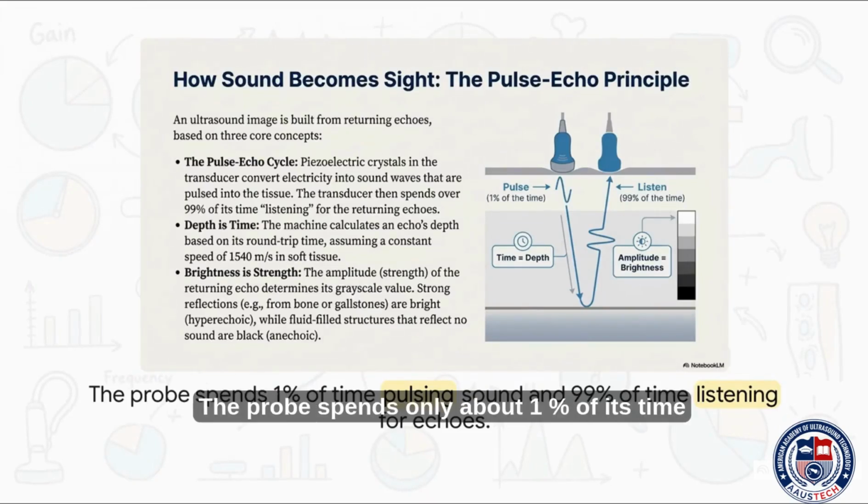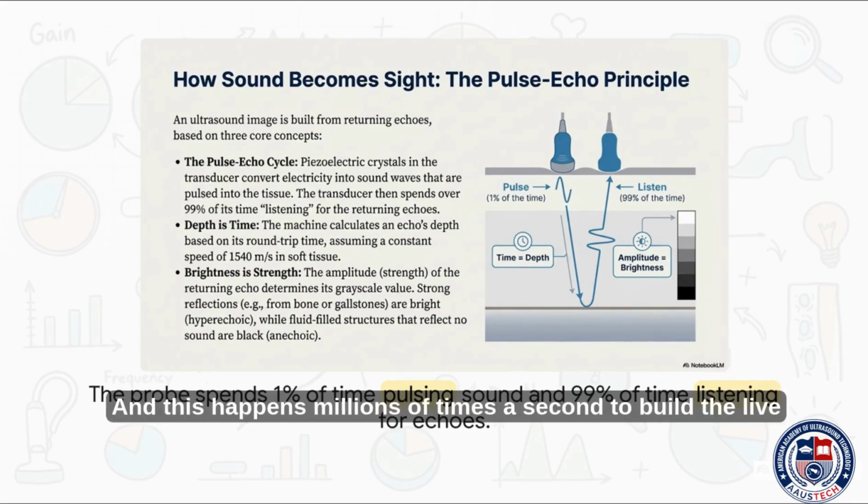The probe spends only about 1% of its time talking, or sending out that pulse, and the other 99% of the time it's listening. An echo that takes longer to get back? Well, that gets placed deeper on the screen. A stronger echo? That makes a brighter pixel. And this happens millions of times a second to build the live image that you see. Kind of wild when you think about it.